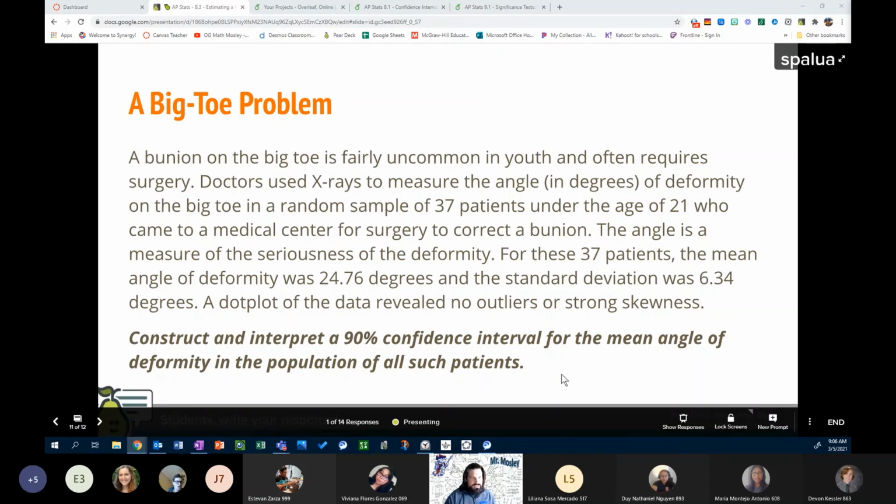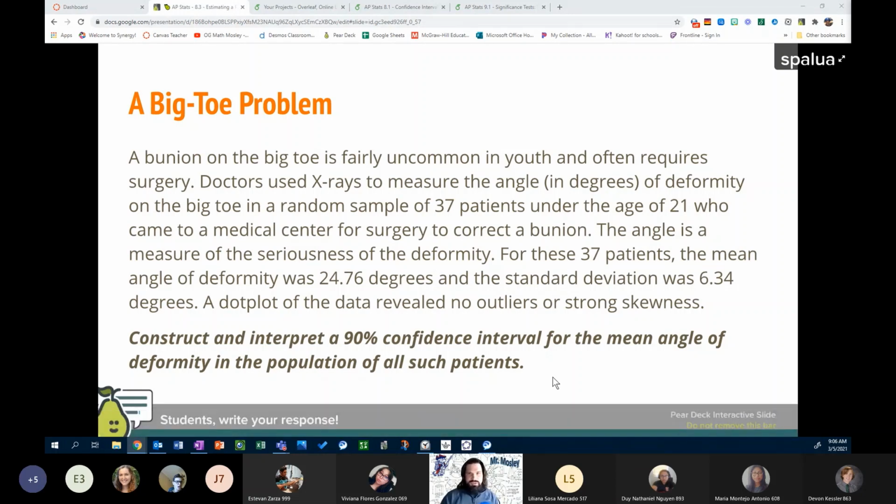So the solution that I want you to type into the solution area here is that conclusion statement. We are 90% confident that the interval from some value to the other value, with the unit of angle attached to it, captures the true mean angle of deformity in the population of all such patients. So that's the solution that you should be typing into the solution area here.